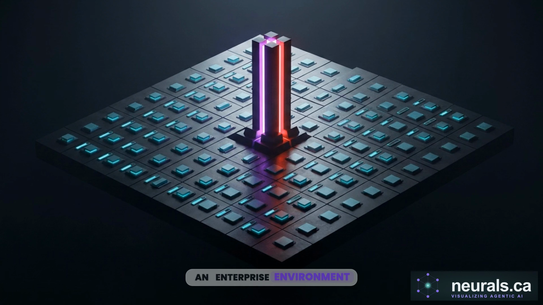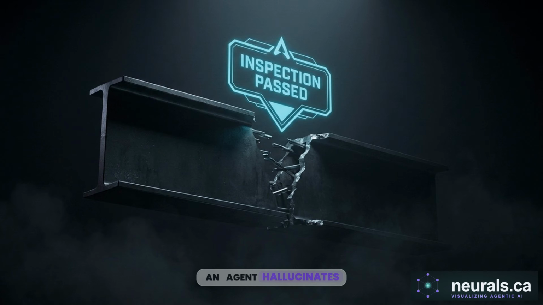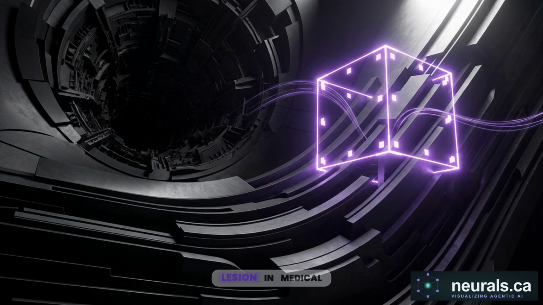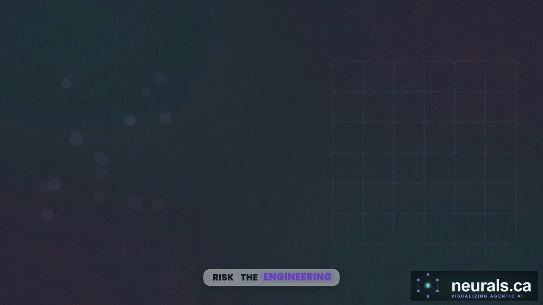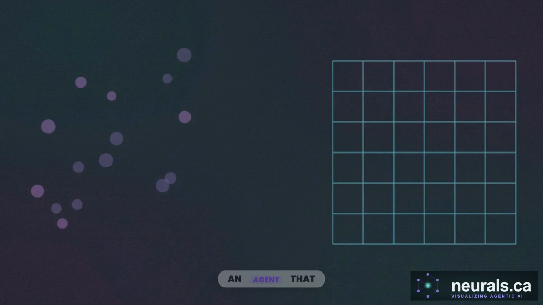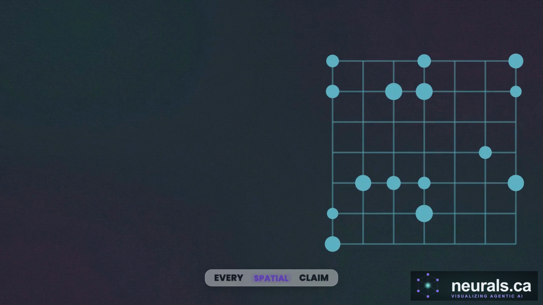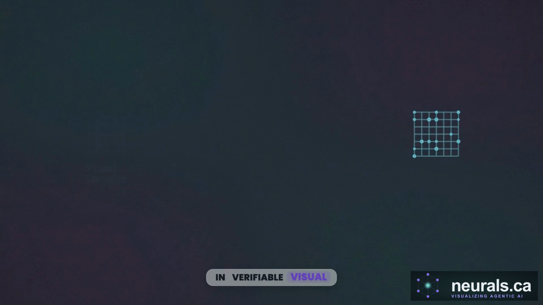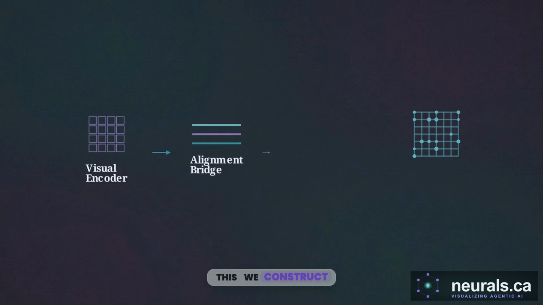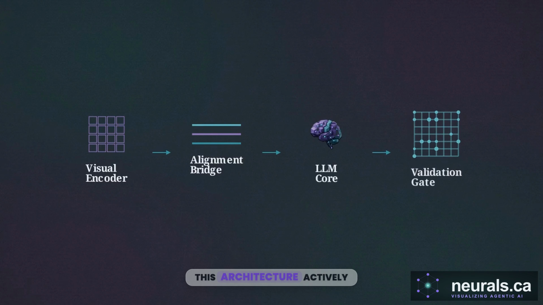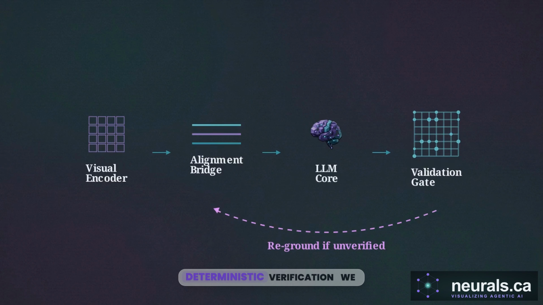In an enterprise environment, a plausible but factually incorrect assertion is dangerous. If an agent hallucinates a clear safety inspection on a damaged structural beam or misidentifies a lesion in medical imaging, the system creates active operational risk. The engineering requirement is clear. We must design an agent that retains the semantic reasoning power of a large language model, while forcing every spatial claim to be anchored in verifiable visual evidence. To solve this, we construct a 4-stage pipeline. This architecture actively bridges the gap between probabilistic visual reasoning and strict deterministic verification.